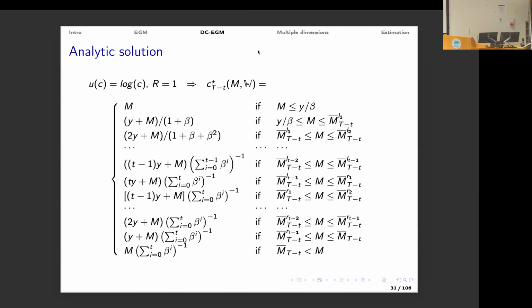This problem turns out to be also possible to solve almost analytically. And the solution is given by this combination of segments that prescribe optimal consumption levels at different levels of wealth. You consume everything if you're below Y divided by beta, deterministic problem. And then you consume, this is a linear function of wealth every time in these different brackets.